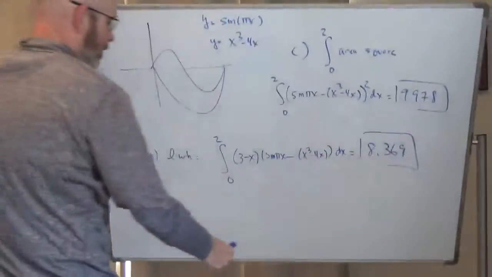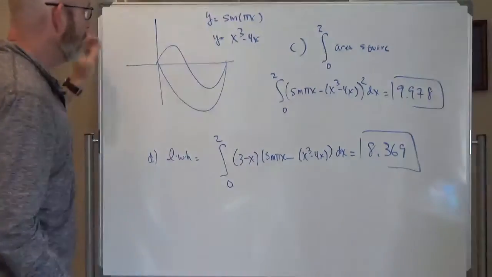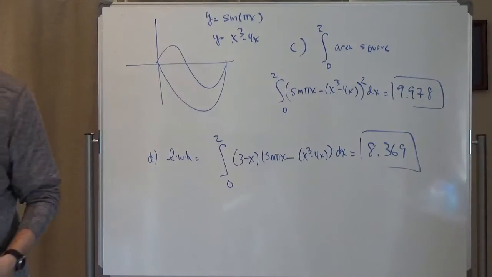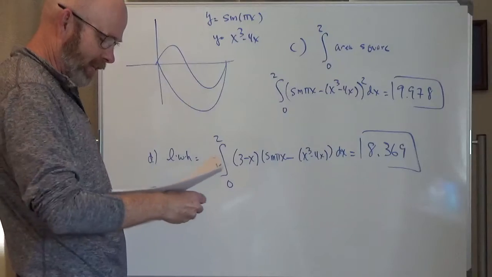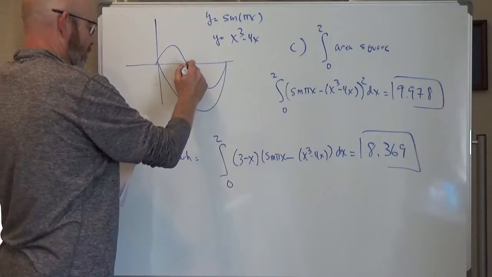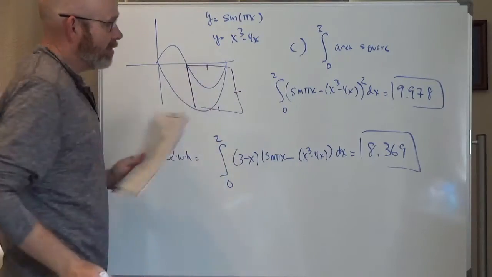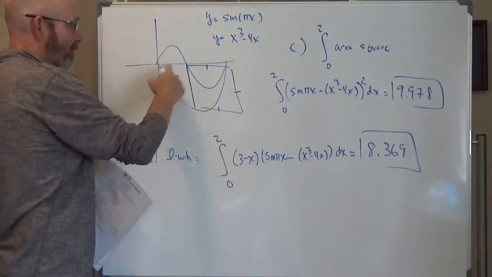Third part of this problem says every cross section perpendicular to the x-axis is a square. So now we have these little cross sections. We've got these squares coming out. So all we've got to do is find the area of the square from 0 to 2.